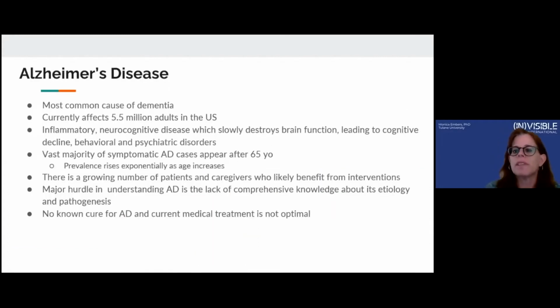These interventions can lessen the burden of caregiving and improve the care received by persons with Alzheimer's. The major hurdle in understanding Alzheimer's disease is the lack of comprehensive knowledge about its etiology and its pathogenesis. Currently, there's no cure, but treatments for symptoms are available. Things like Aricept are available for treating the symptoms of Alzheimer's, but not the cause. These treatments cannot stop the disease from progressing, but they can temporarily slow the worsening of dementia symptoms and improve the quality of life.